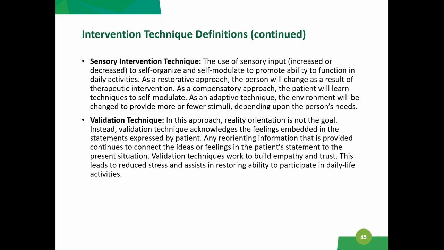Validation technique. In this approach, reality orientation is not the goal. Instead, you're validating where the patient is in time, in their mind, validating what they're experiencing. It's the concept of you don't remind the patient who's asking for her husband that her husband died in 1968. You note that the patient is clearly wanting to talk to her husband, and you can just ask what does he look like? What do you love about him? How long have you been married? Acknowledging that she's thinking about her husband, but we don't need to draw her back to the reality that he is not coming. It helps validate that she's thinking about him.